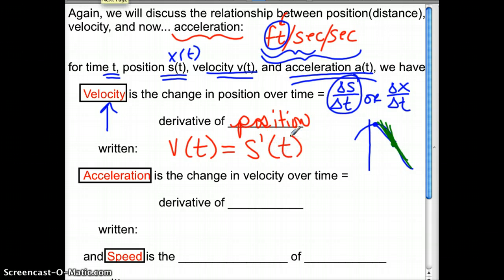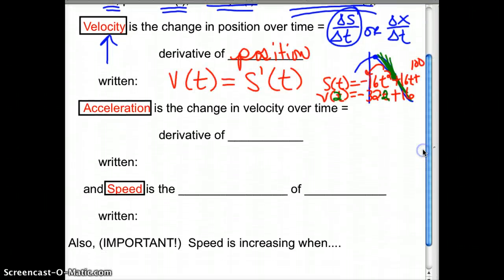And we've been working with that quite a bit. You've had those s of t models where it was negative 16t squared plus 16t, and maybe the building was 100 feet tall. And we said to find that instantaneous velocity, you take the derivative. And we would say it was negative 32t plus 16. And to find the instantaneous velocity at maybe 2 seconds, we just plug it in. And we've worked with that already. Well, now we're going to introduce acceleration.